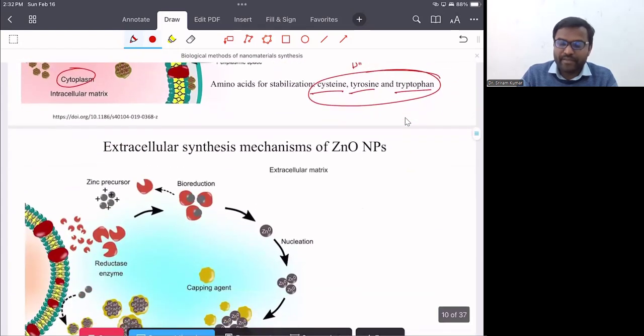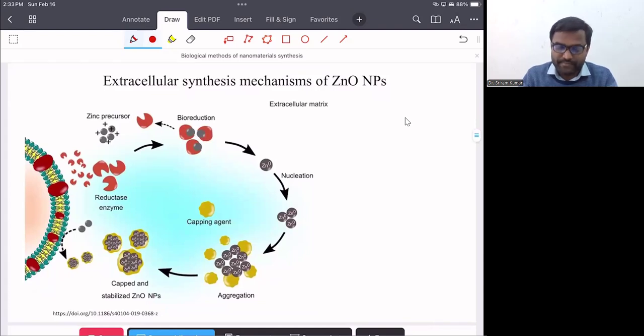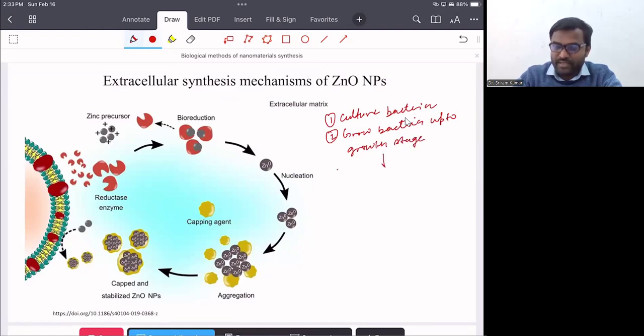Now let's understand what is happening in the extracellular synthesis of nanomaterial. Similarly, the first step is that we need to culture a particular organism, bacteria. The second step is to grow the bacteria up to the growth stage, and then after that we need to add metal ions. What happens if we add the metal ions?